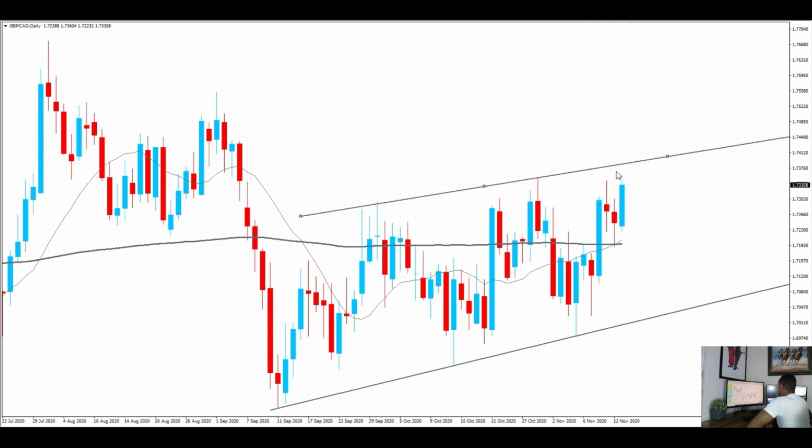Could easily see a third test of the upper trend line and price sell off, go and test the lows of that trend line. If that happens, we could be seeing a nice swing to the downside, then potentially price break out of the channel and go and test the lows all the way down here. So we're going to be waiting for some bearish price action in the lower time frames at the 4H or the hourly and look to short the market at this trend line up there. But if you do remain bullish, you could easily see price break through it and continue higher, but bias is to the downside for GBP CAD for next week.